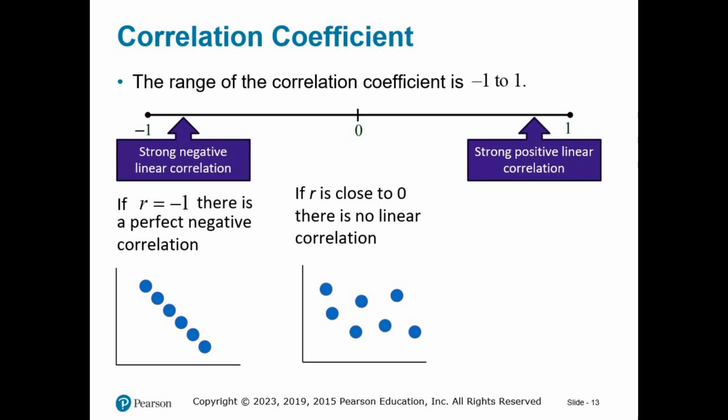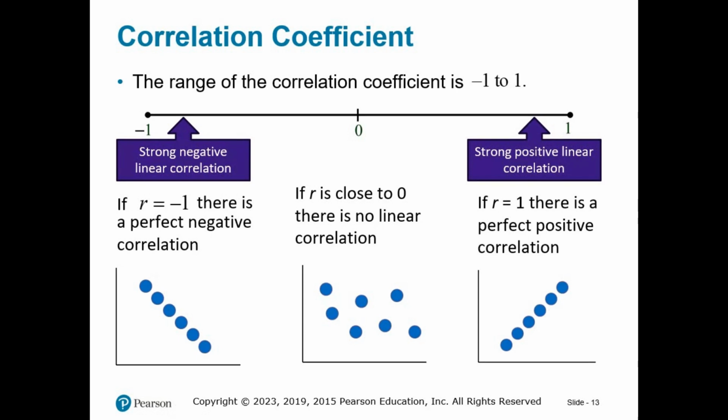A note here, though, there could be another kind of relationship, like the parabolic relationship we saw before. It just means there's no linear relationship. If r equals 1, there is a perfect positive correlation. Let's look at some examples.